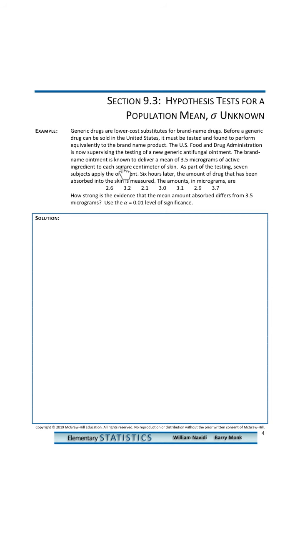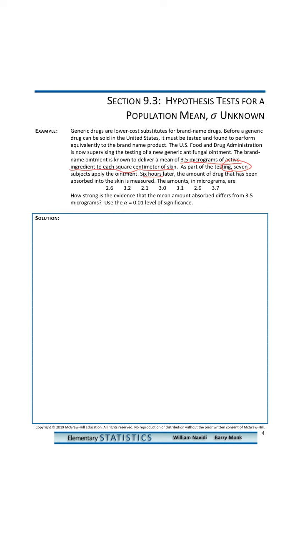The brand name of the ointment is known to deliver the mean of 3.5 micrograms of active ingredients to each square centimeter of skin. As part of the testing, 7 subjects apply the ointment. 6 hours later, the amount of drug that has been absorbed into the skin is measured. The amounts in micrograms are given. How strong is the evidence that the mean amount absorbed differs from 3.5 micrograms? And the significance level is given, alpha equal 0.01.